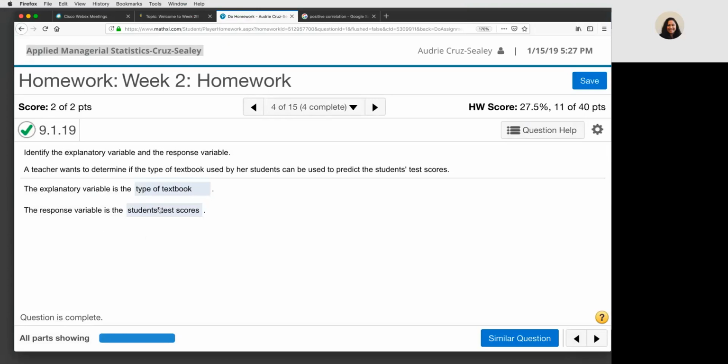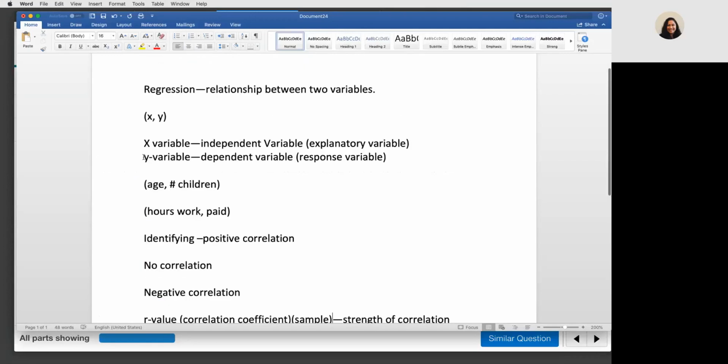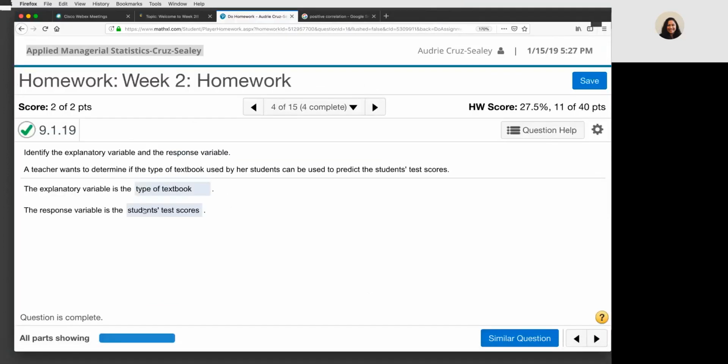Are we okay with that? So I always kind of try to do that. Like my test score depends on what? Your test score depends on the kind of study materials you have. And if you go back to our notes, if you go back to your notes, your y variable is your dependent variable, which is your response variable. Okay? So your response variable would be your scores, and then it's explained by the type of book you have.